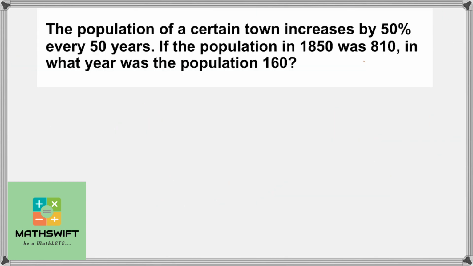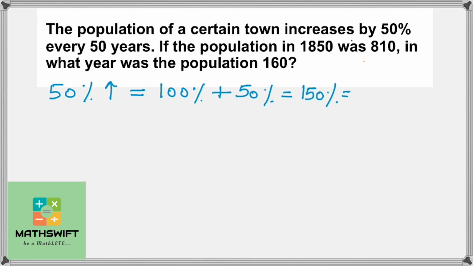Coming to the second word problem that says the population of a certain town increases by 50% every 50 years. Now, an increase of 50% is nothing but 150%, or 1.5 if we talk in terms of decimal, or 3 by 2 if we talk in terms of fraction.